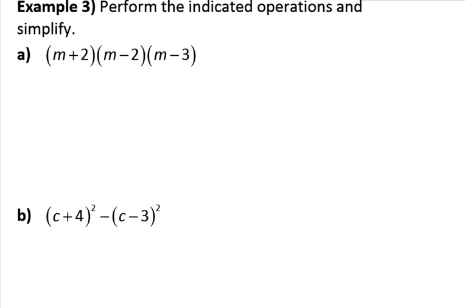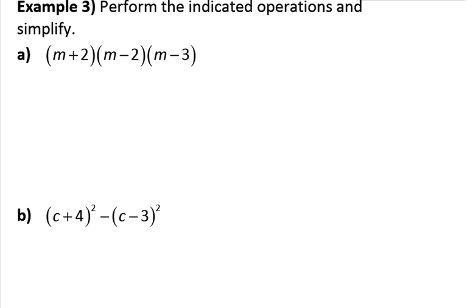Okay, now for example 3. When we were multiplying polynomials in the last video, I was only multiplying 2 polynomials. Now I want you to see for part A, we can actually multiply 3 polynomials together. But you have to do it in 2 separate steps. So you can't go ahead and multiply all 3 together the first time.